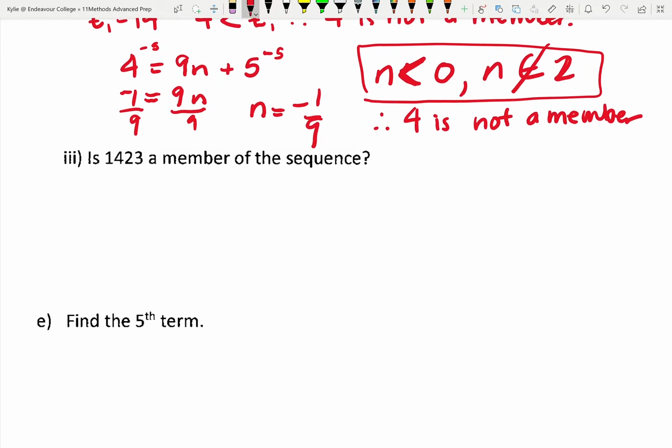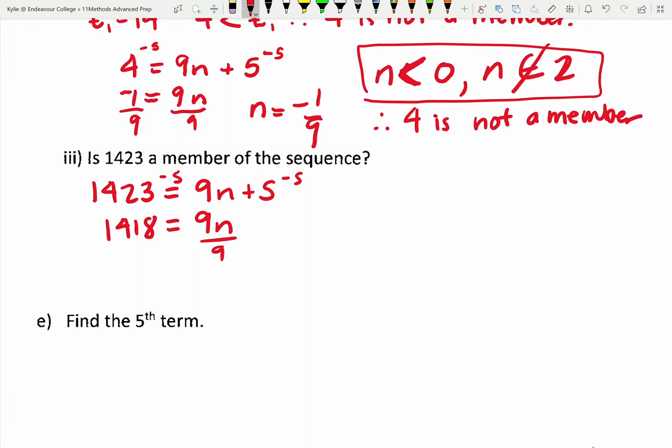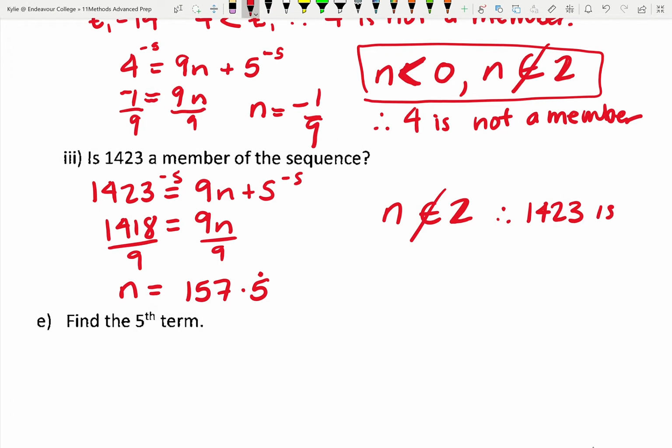Is 1,423 a member? 1,423 equals 9n plus 5. Take 5, take 5. We've got 1,418 is 9n. Divide by 9, divide by 9. n is 157.5 recurring. n is not an element of the integer set, therefore 1,423 is not a member.